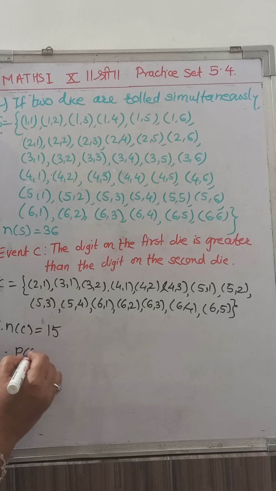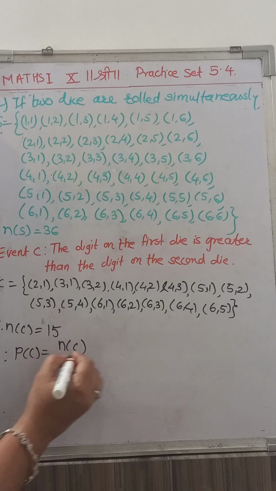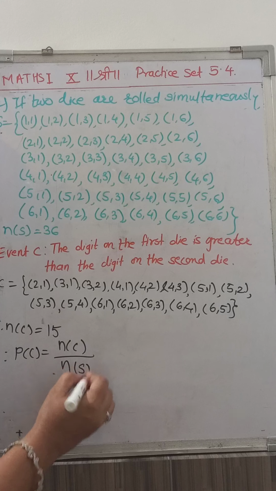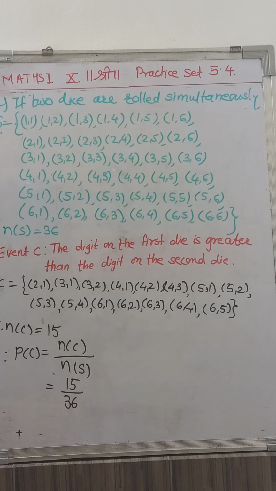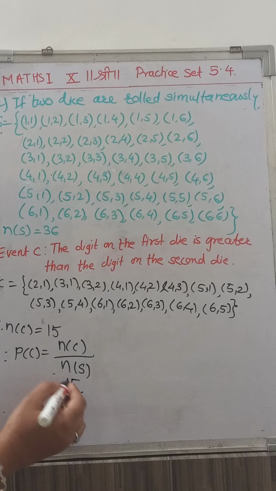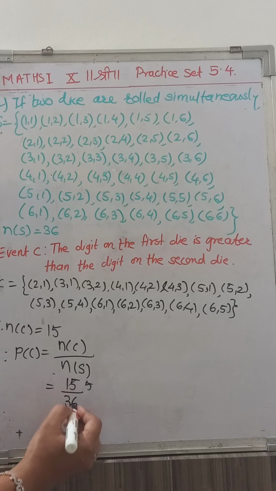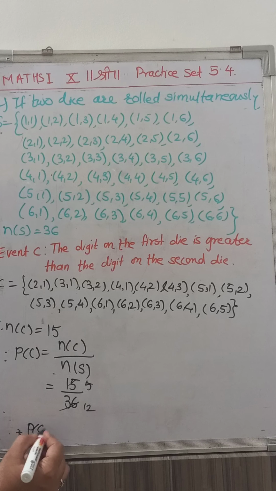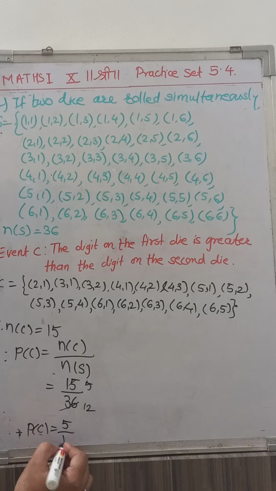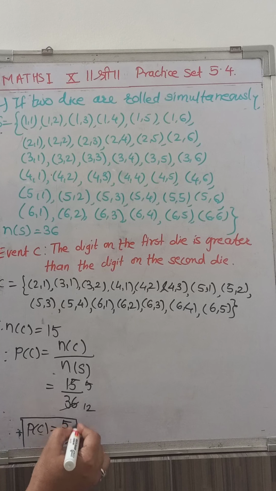Therefore P of C is equal to N of C upon N of S, that is equal to 15 upon 36. Both the numbers are divisible by 3. 3 fives are 15, 3 twelves are 36, and therefore P of C is equal to 5 upon 12. And so probability of event C is 5 upon 12.